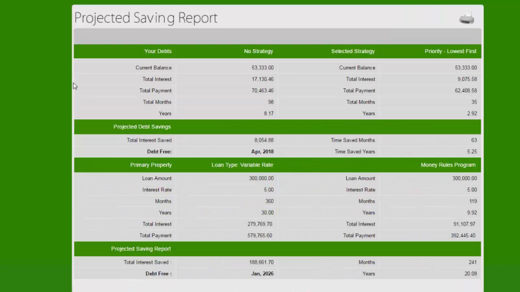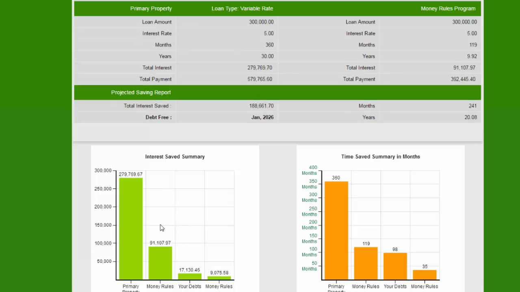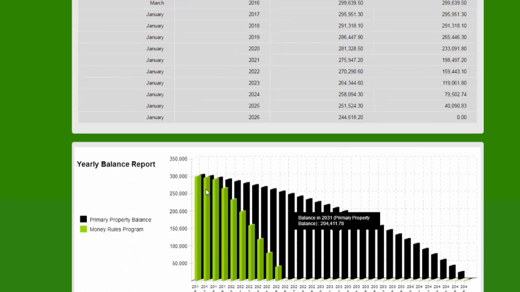So when you look at your debt, you can pay $300,000 on a mortgage over 30 years, pay $280,000 in interest, or $580,000 in total. Or you could be paid out in 9.92 years, only pay $91,000 in interest, or a total of $392,000. You'll save $188,000 in interest, and you'll save 20 years. Which picture looks better? That one or that one? Compare the two.